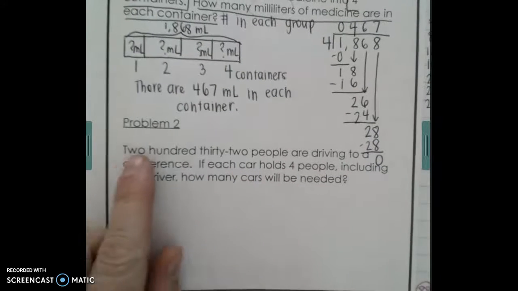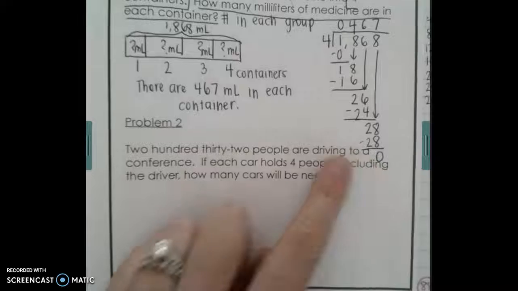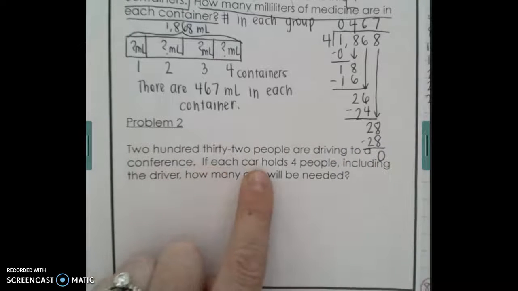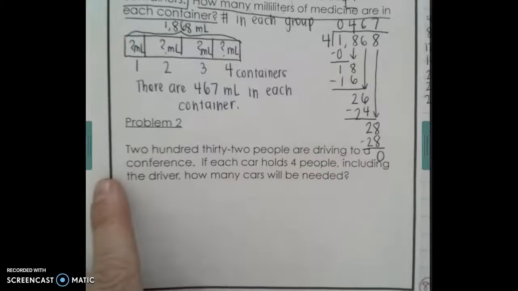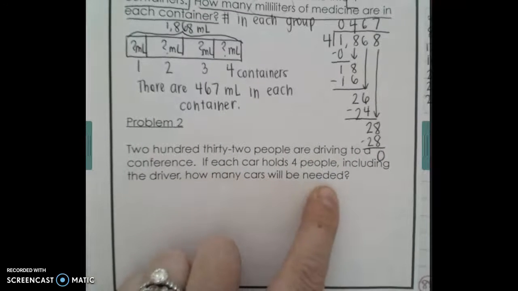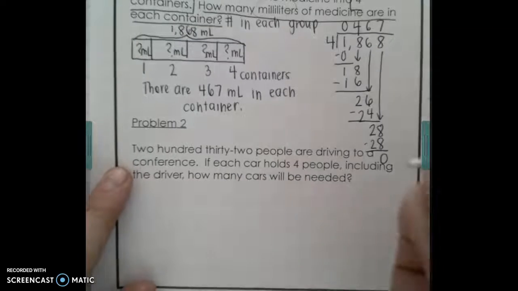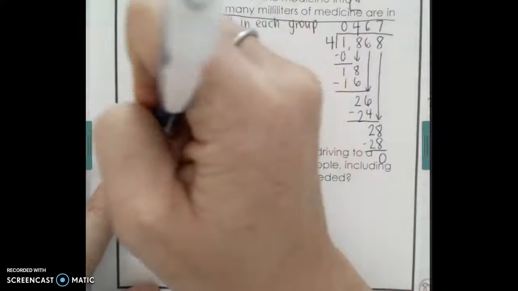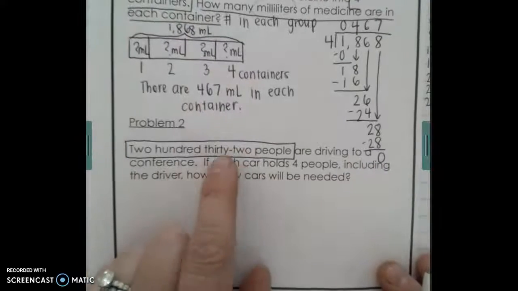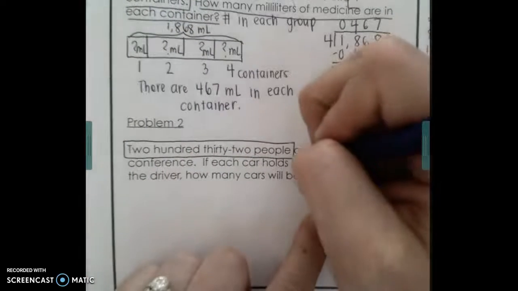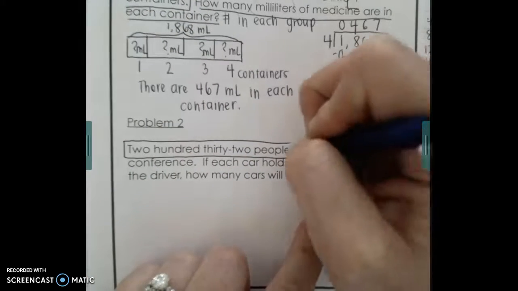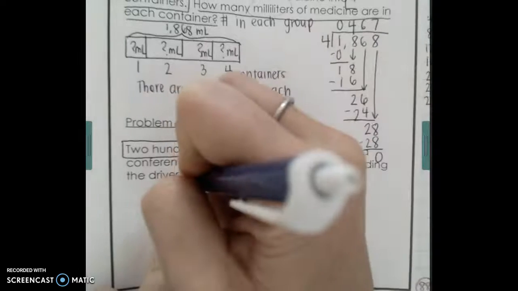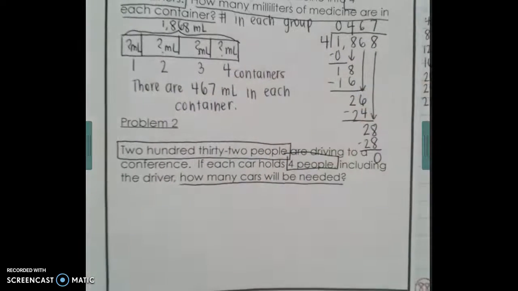It says 232 people are driving to a conference. If each car holds 4 people, including the driver, how many cars will be needed? So I'm going to box up my numbers. This one is actually written in word form. I'm going to box that up. So there's how many people we have to drive. They're putting 4 people in each car, and I need to know how many cars will be needed.